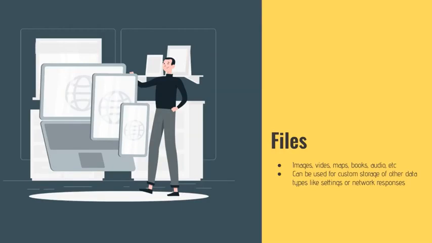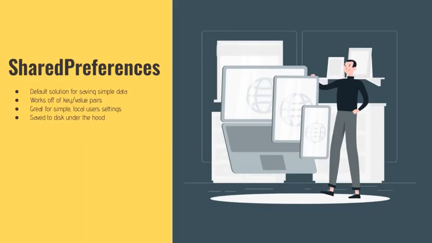Now, we could also store data with files, and many apps that we use every day do this. We store images, videos, maps, books, audio, etc. We could also use files to simply write out our own custom data. So we could save settings data to these files. We could save and cache JSON responses from the network using files. So really, we have a lot of flexibility with files. But most of the time we're using files for media because we have other options for saving settings in large data sets in the form of databases and then shared preferences.